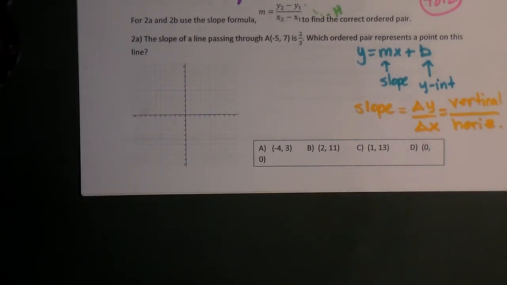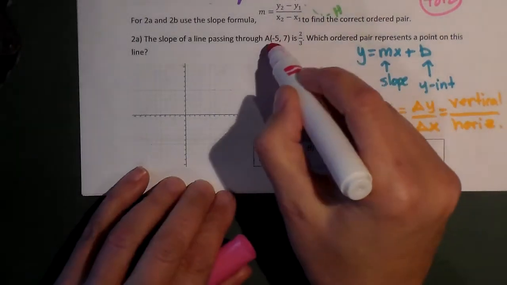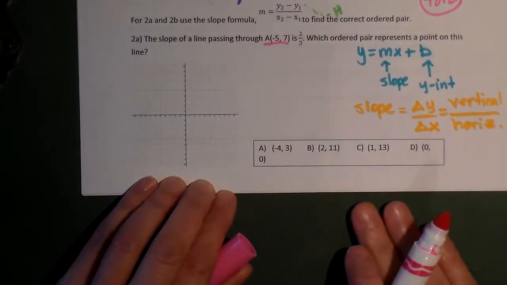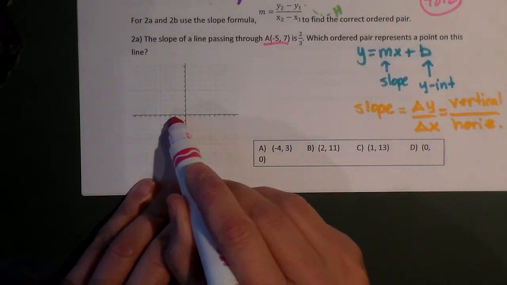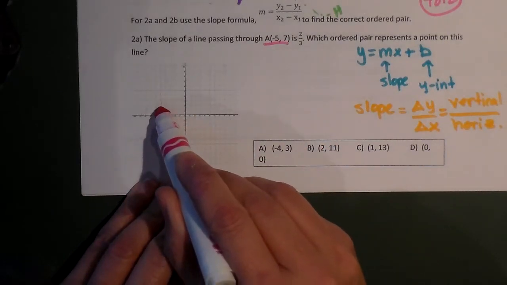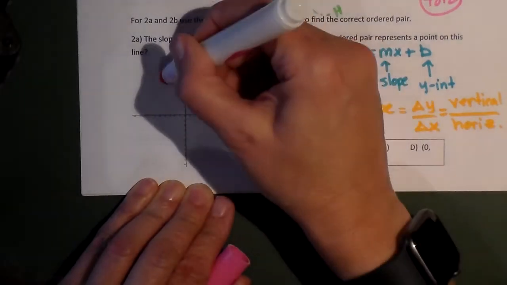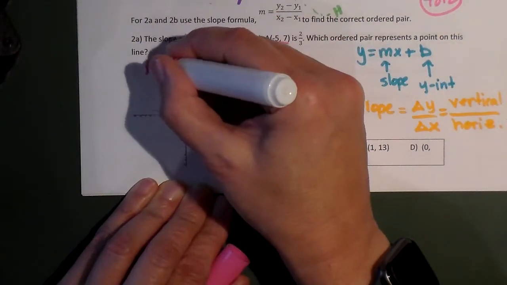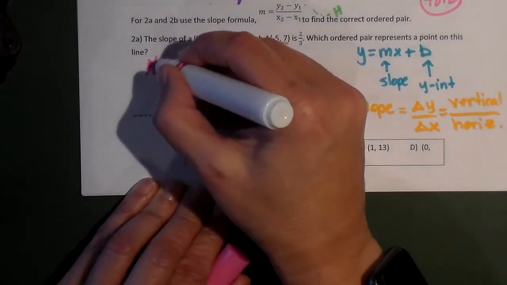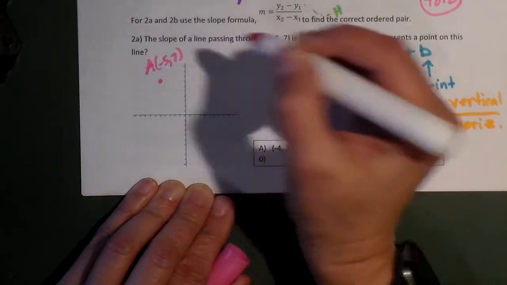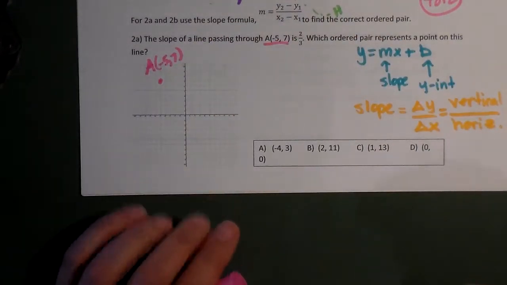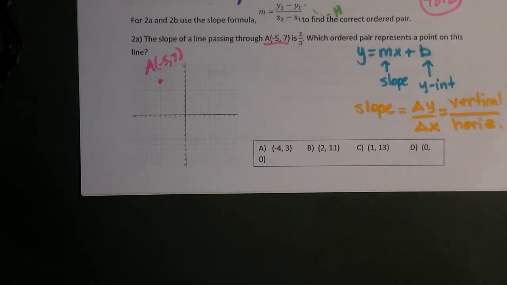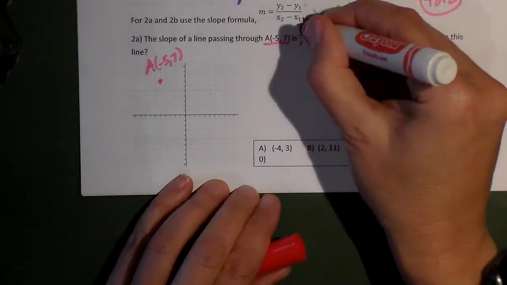So let's look at the slope that we have and the point we have. We have this point A, negative 5, 7. So I'm going to come over negative 5, 1, 2, 3, 4, 5, up 7, 1, 2, 3, 4, 5, 6, 7, and that's A. That's my negative 5, 7 point. That's on my line. What else do I know about my line? I know that my line has a specific slope, and that slope is 2 over 3.